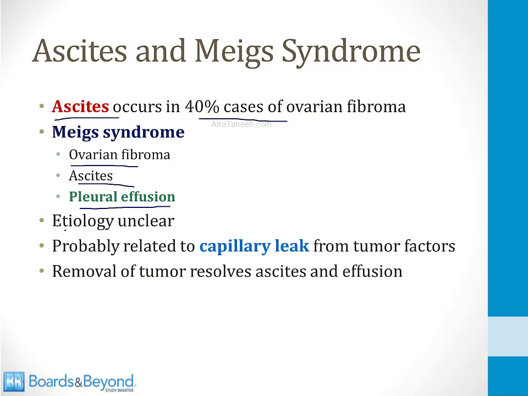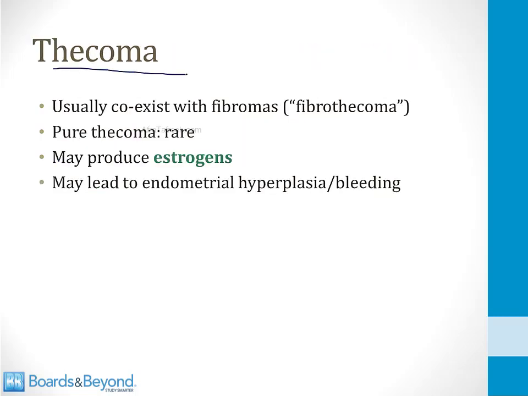The etiology of the fluid collections is unclear. It's probably related to capillary leak from tumor factors, although there's lots of debate about what causes this. But importantly, when you remove the tumor, that will resolve the ascites and the pleural effusion. And once again, this is because this is a benign tumor and the ascites and effusion are not from metastatic disease. Next, let's talk about thecomas of the ovary.